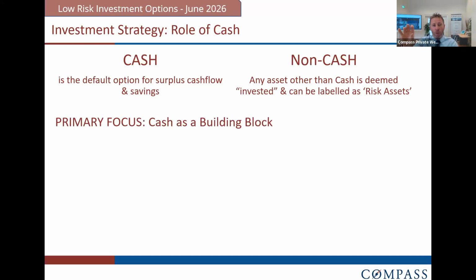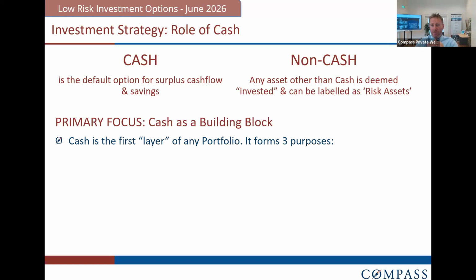And the primary focus of cash is as a building block because you get income in cash. And it's the first layer of a portfolio. So it's in everybody's portfolio, it has to be. But there's really three purposes for cash. The first is it has to be as a nest egg, an emergency fund. You do need cash there at short notice in case it's needed for whatever it might be. It might be business, it might be charity, it might be family, whatever it is.